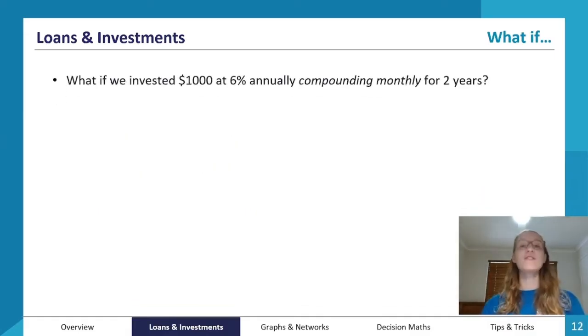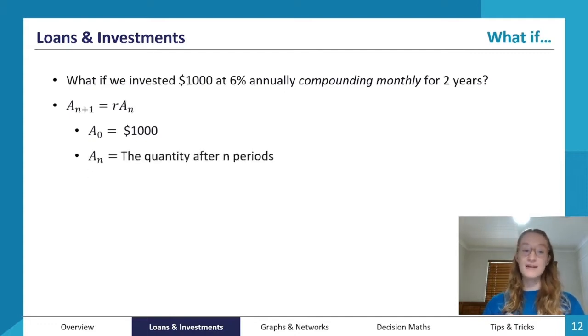Okay, so now we're going to have a look at another scenario. So what if we invested $1,000 at 6% per annum, but what if it compounded monthly? So before we had yearly compound, so our loan or investment only compounded once a year. Well, here we're talking about an investment. But now we're looking at a scenario where what if it actually compounded monthly? So again, we'll take the same formula. We have the same starting point. We have the same end goal. We want to find out how much money we're going to have in our investment after 2 whole years.